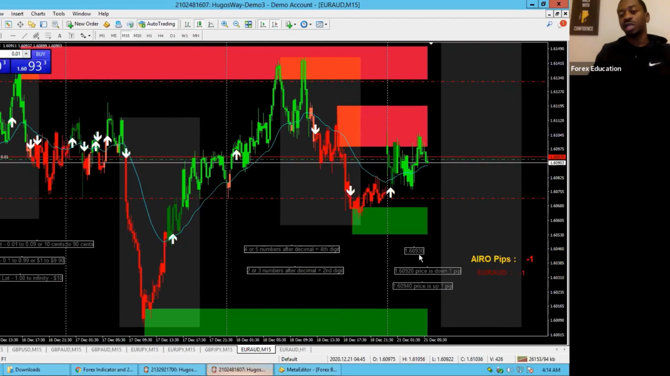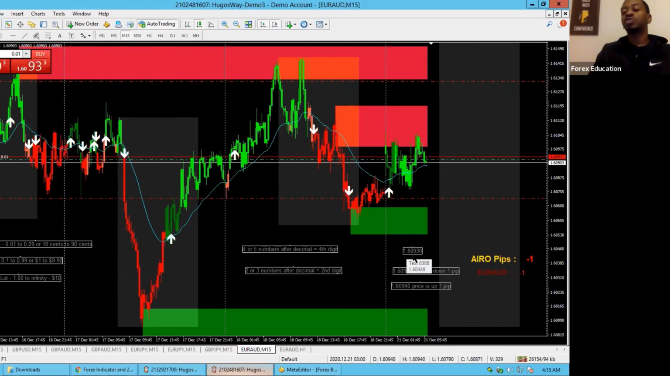That's the number. And then it's like math, carry the 10. So if we go from 60930 to 61030, we've gone up 10 pips. If we go from 60930 to 60830, we've gone down 10 pips. That's it. That's how you count pips.